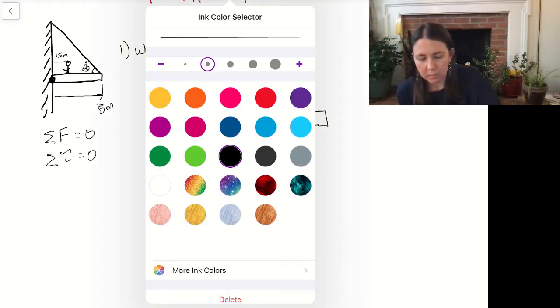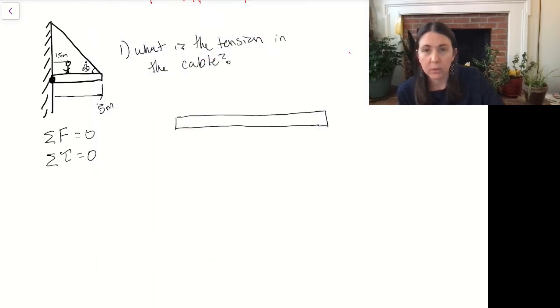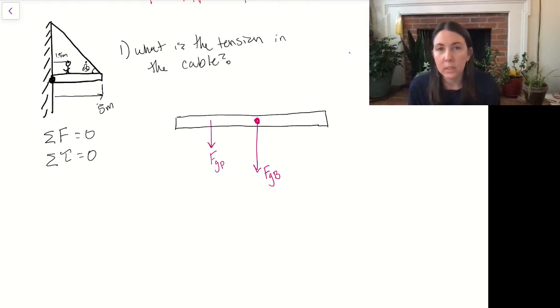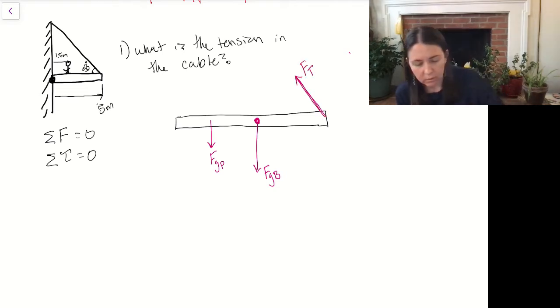The easy forces to mention are going to be the force of the person. So here we have the force of gravity due to the person. The force of gravity due to the beam will always act at the center of mass. Force of gravity always acts at the center of mass of an object. So we get this force of gravity due to the beam. And then one more easily found force is this force of tension that goes this way, acting at an angle of 53 degrees.